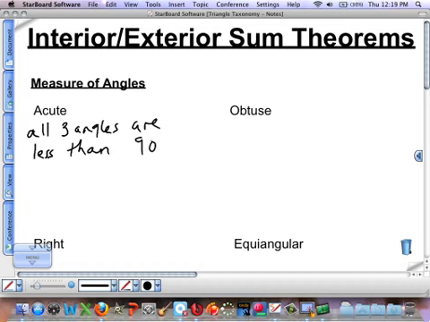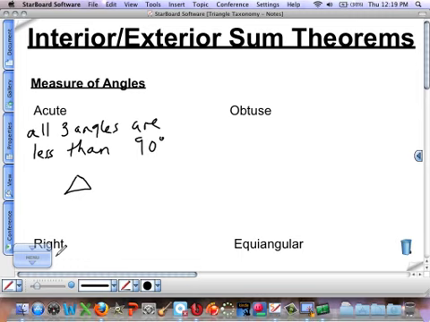All three angles are less than 90 degrees. That's an example of an acute triangle. Very small. Very, very simple there. Less than 90. So what makes something an obtuse triangle? If an acute triangle is one where all three angles are less than 90, what makes something an obtuse triangle?